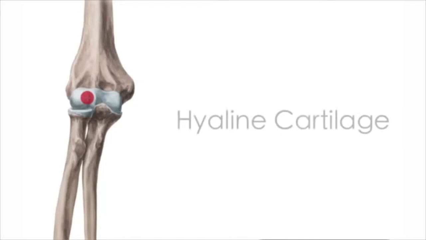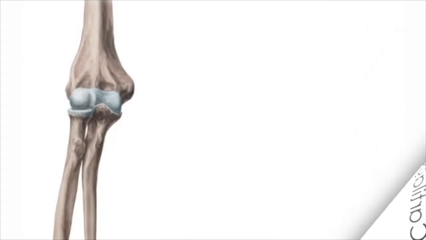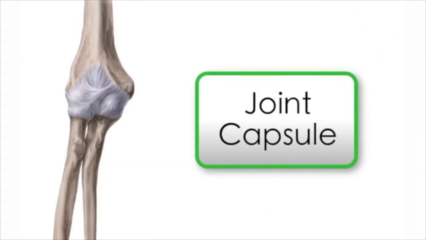It's representing hyaline cartilage. So all the articular surfaces of the elbow joint are covered by hyaline cartilage. Now we're going to talk about the capsule of the elbow joint, and I'm going to show you right now. So this is the capsule, and the capsule also has an outline and is attaching to several structures on each bone that we talked about.